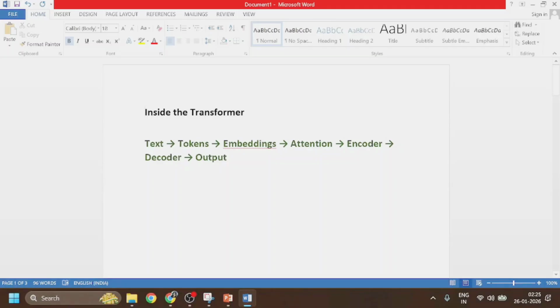Now we are going to talk about what we have inside the transformer. This is the basic flow. First of all, I need to take one text as input, then convert the text into tokens, and after that do embedding. After embedding we do positional embedding. After this comes attention, connected with the encoder, decoder and output. This is the entire transformer pipeline. Text goes in and output comes out, and everything in between is just mathematical processing.